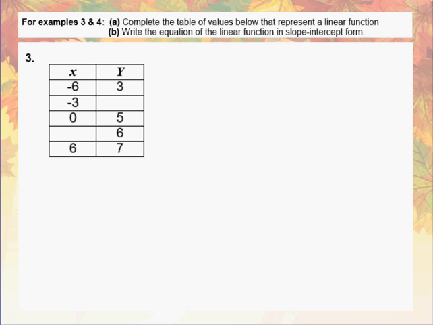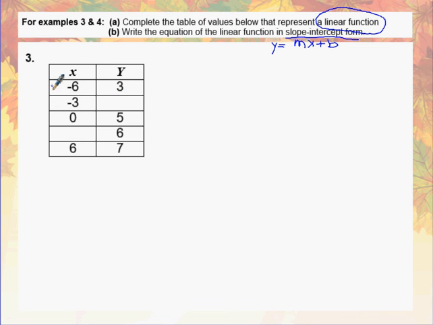For examples 3 and 4, we are asked first to complete the table of values, and we're told that it represents a linear function, meaning that there must be that constant rate of change. And then we are asked to write the equation of the function in slope-intercept form, meaning mx plus b form. Okay, so let's start with completing the table.